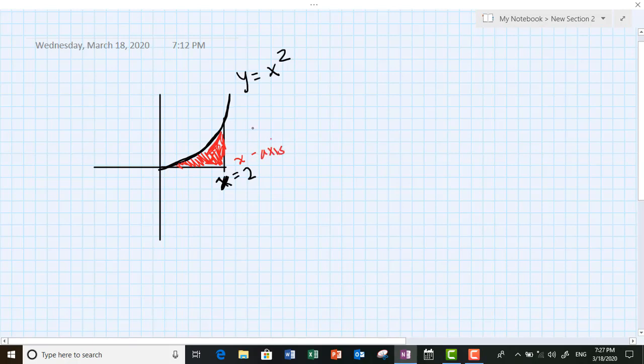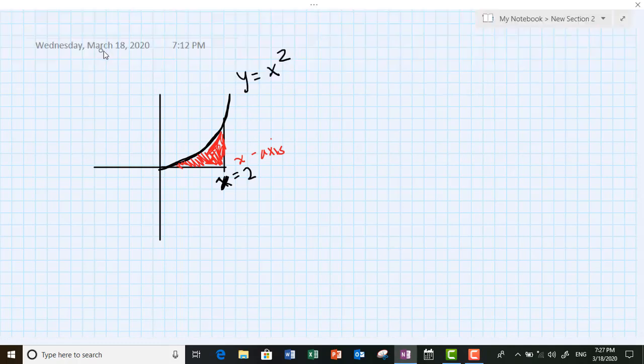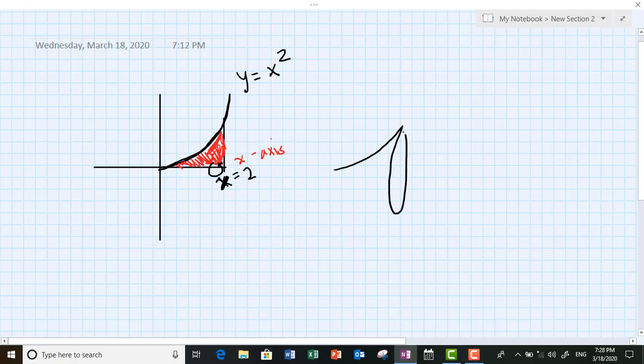Now let's say this region is going to revolve around the x-axis 360 degrees. Just imagine this region right here, the red region, revolving about the x-axis 360 degrees. When it does that, it's going to create a solid that looks like this.